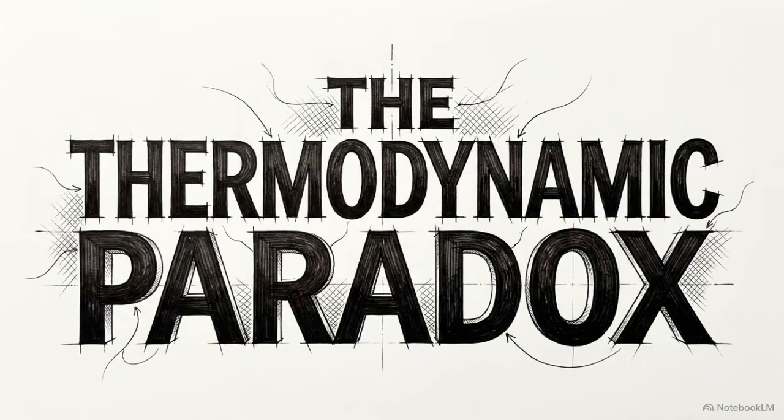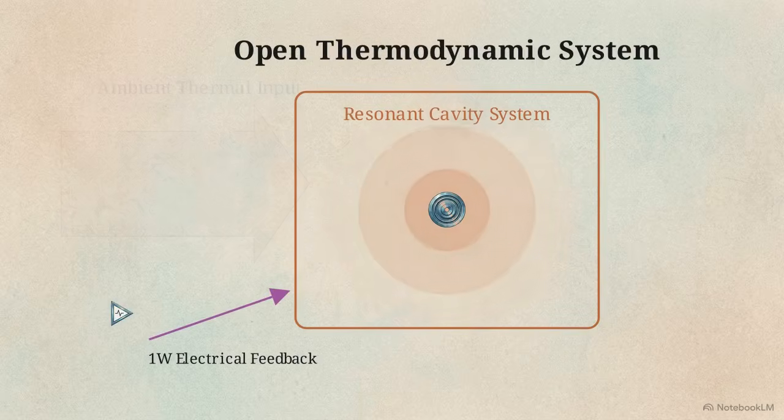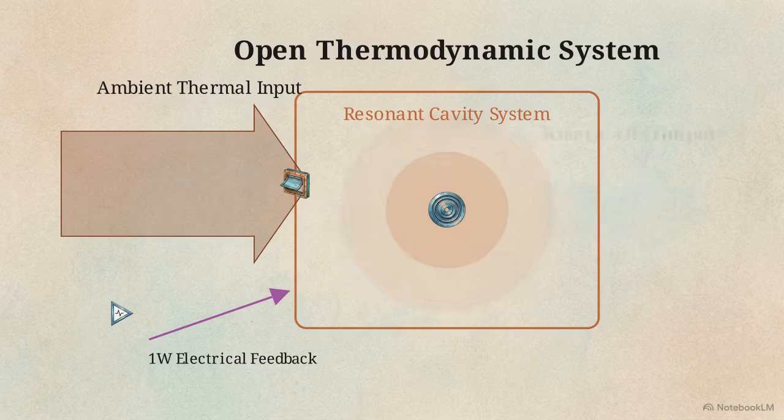This brings us to a strict thermodynamic problem. We have a 1.3 kilogram craft hovering in midair while drawing less than 1 watt of electricity. Where is the actual energy for flight coming from? The cavity is strictly an open thermodynamic system. Every time those baffles open during the rarefaction cycle, the craft pulls in ambient air from the surrounding environment.